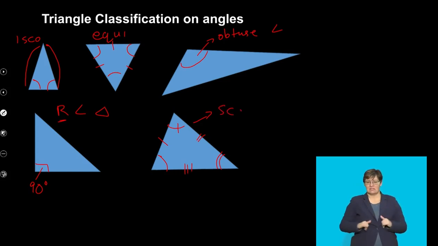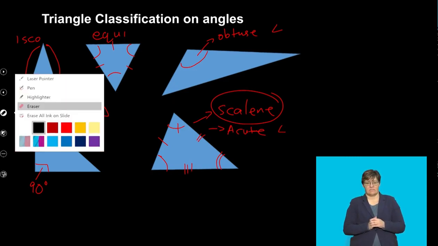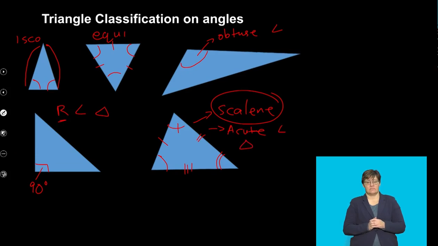We can call it a scalene. Remember, this is a scalene triangle, right? So we have isosceles, we have equilateral, we have obtuse, we have right-angled triangle, and then a scalene triangle can also be called the acute angled triangle. Acute angled triangle, not angles. So it's acute angled triangle.